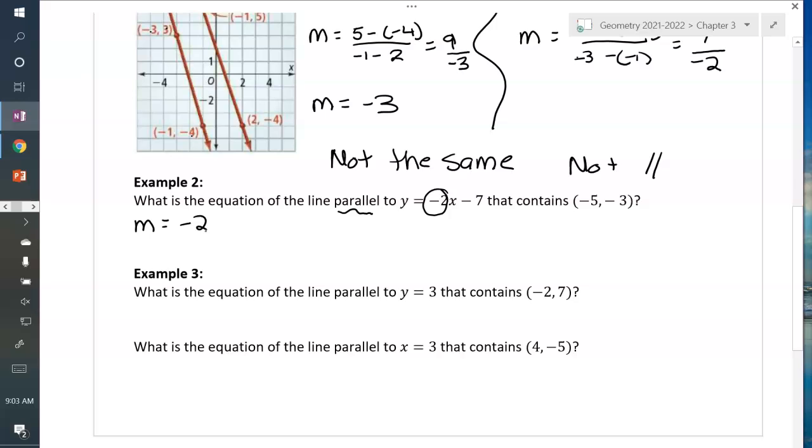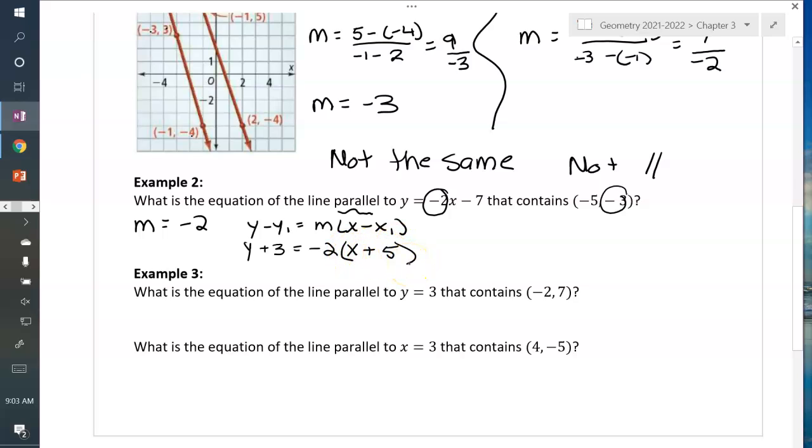Don't just grab a coordinate and throw it in. Actually work out the equation. If you just say, oh, I'm just going to grab that y coordinate and that'll be my new y-intercept, that is not going to work. Don't do it. Instead, do y minus y1 equals m times x minus x1. Plug in the point. So y minus a -3, that becomes a plus, equals -2 times x minus a -5, which also becomes a plus.